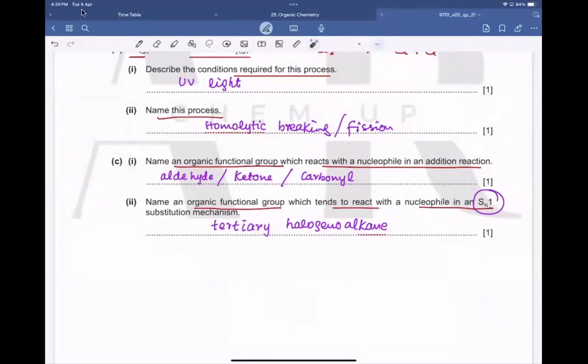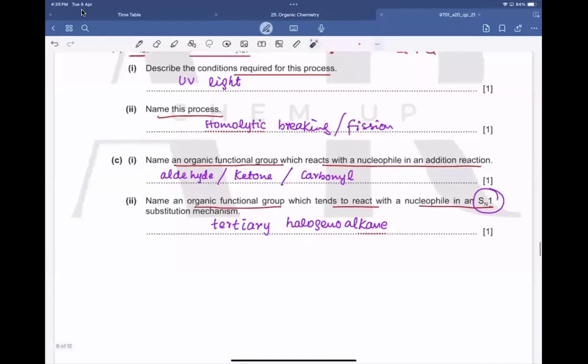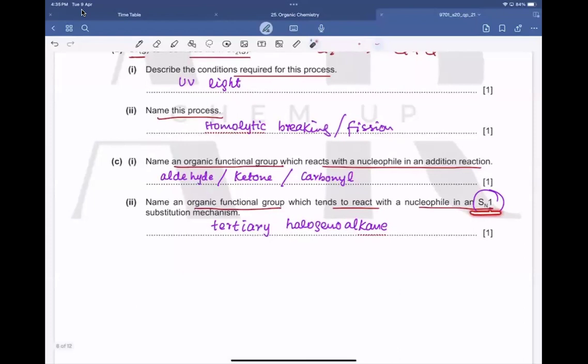So yes, what I was telling you, that see, they have specified the mechanism. They don't just ask you nucleophilic substitution. They have specified SN1 substitution. So for SN1, we know that it's a tertiary halogenoalkane, not just a halogenoalkane. So that's why you have to write tertiary halogenoalkane. Is this clear now?